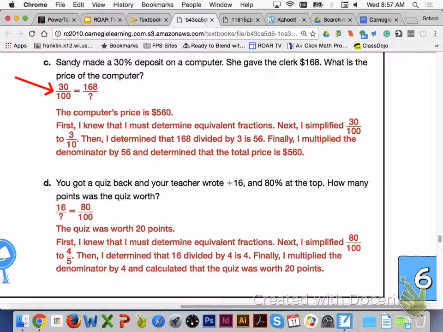For letter C, here is the proportion you should have set up. The computer's price is $560. Again, read over the explanation and make sure it's similar to the one you have. And for letter D, here is your proportion. The quiz is going to be worth 20 points. Read over the explanation and make sure it's similar to the one you discussed with your group members.